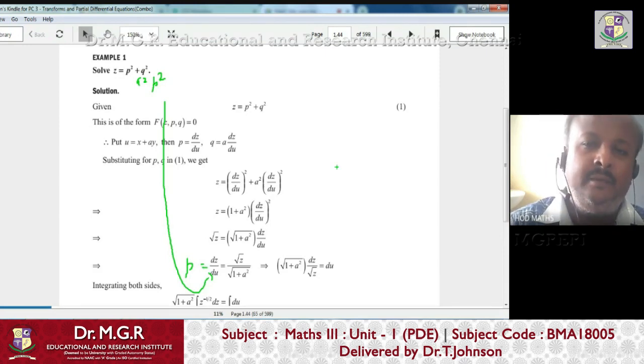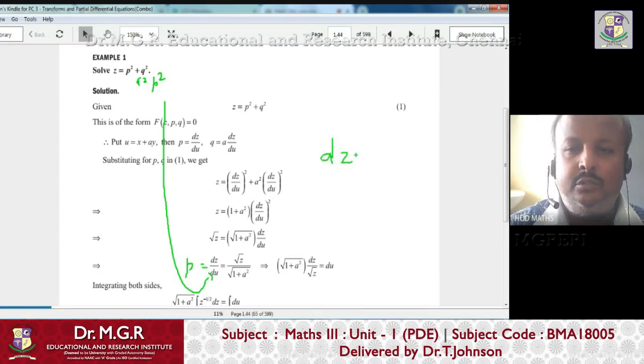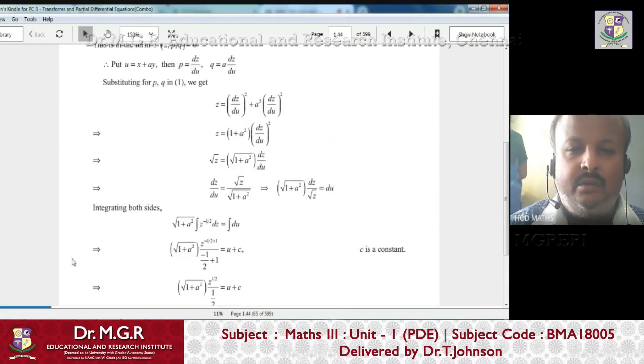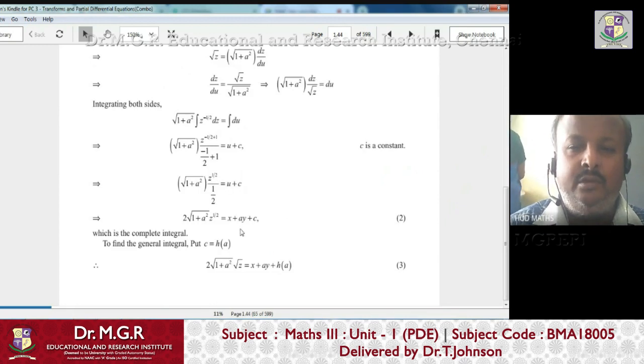After finding P, you have to use this rule, dz equals P dx plus Q dy. That is the total differential rule, right? Since you already know P, you substitute here. Q is nothing but A times P. So you substitute the P value also here, and then you take all the Z terms on the left hand side. Left hand side only Z terms, right hand side it is only x plus AY. That x plus AY is nothing but U.